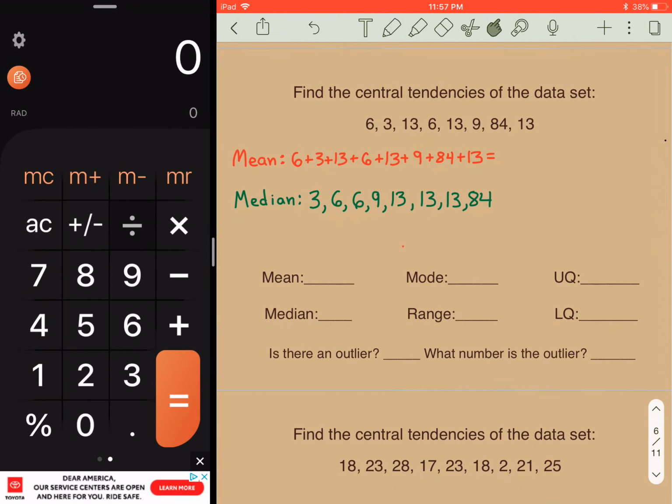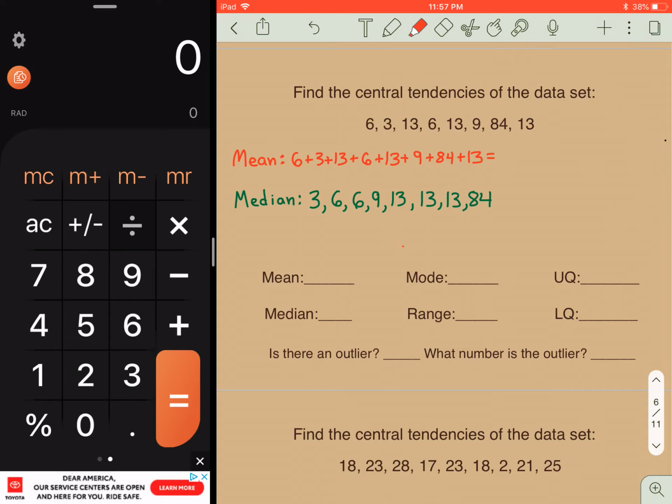Hey guys, time for example 2 on mean, median, mode, and measures of central tendency. This time, the problem looks very similar, but it's a little bit different because if we look at the number of points in our data set, we have 1, 2, 3, 4, 5, 6, 7, 8 numbers. In other words, we have an even amount of numbers in our data set. And when we find the median, that changes a little bit of what we do. But before we jump to that, let's find the mean.